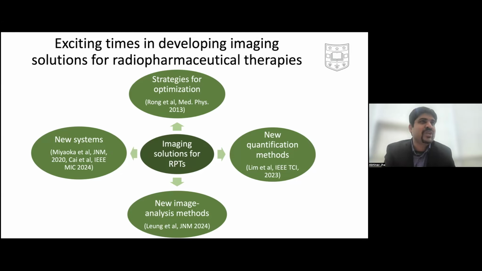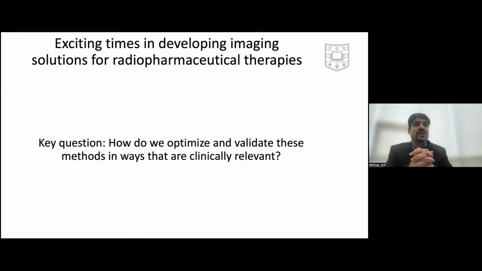So I'm assuming that background, but the key question then becomes, how do we optimize and validate these methods in ways that are clinically relevant, right? Of course we can do physical phantom studies, we can do simulation studies, but how do we know that we have obtained evidence that is clinically relevant, such that we can get the early stage data that motivates us to do an actual clinical trial for these therapies, and that can help us guide the clinical trial that we want to do as well.